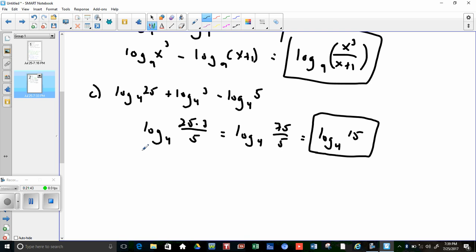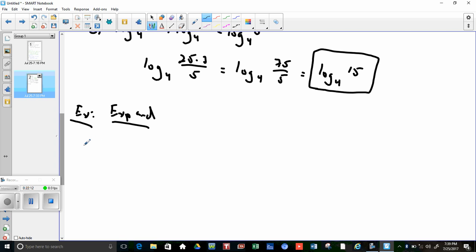All right, now that we know how to condense, let's go ahead and figure out how to expand. Expansion is actually, I think, personally easier to do. But that's my personal opinion. So we're going to expand the following logs. First one, log base 3 of 5 times 7 over 4.